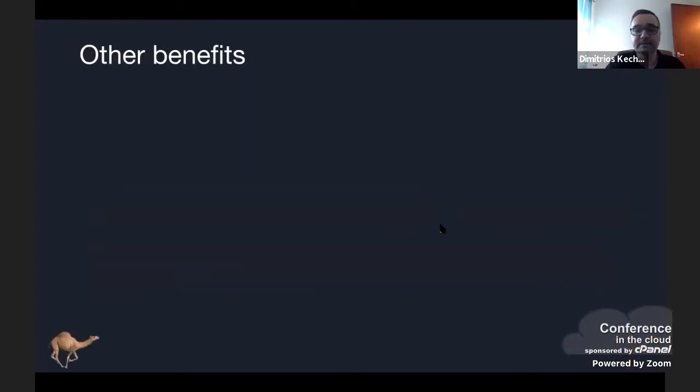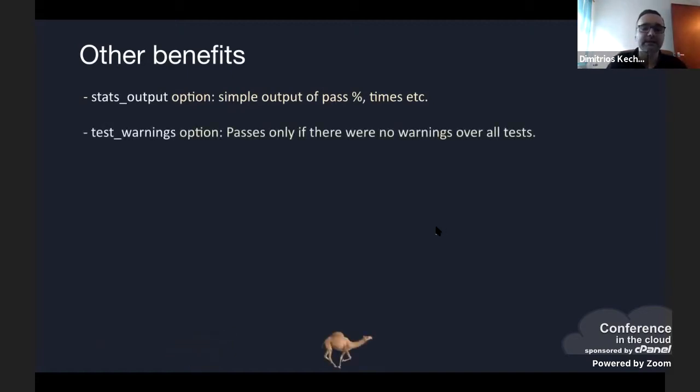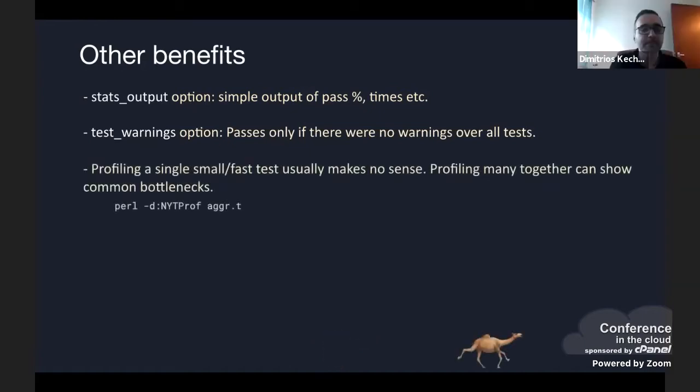And there are other benefits in using the module. Apart from grabbing the statistics, there's a stats output option that just dumps them in a file. And I already showed you test warnings. It's very useful for us because we want groups of tests to produce no warnings, and you just enable it and it does the test for you and summarizes the results.